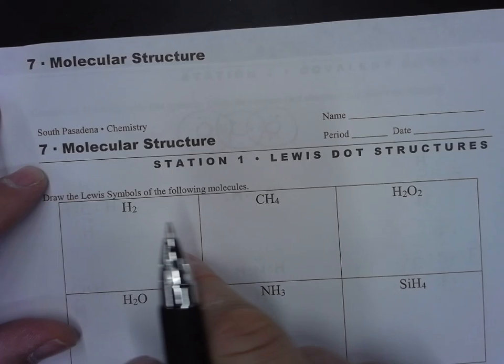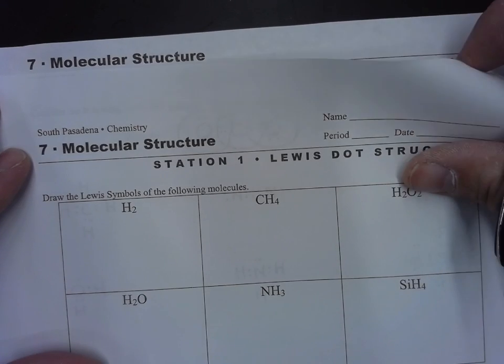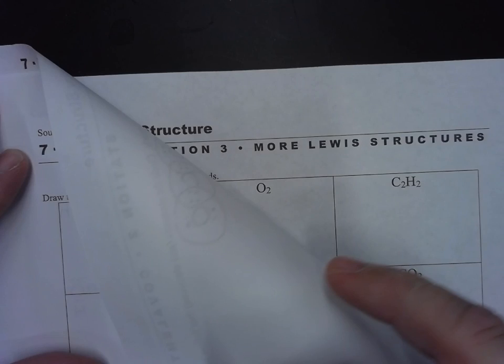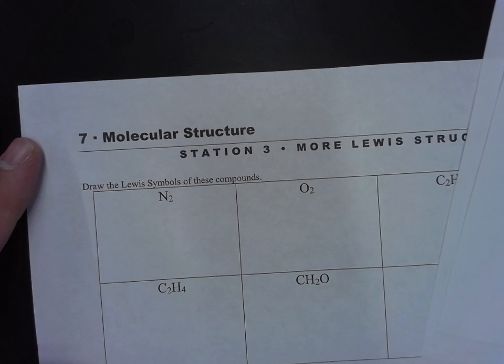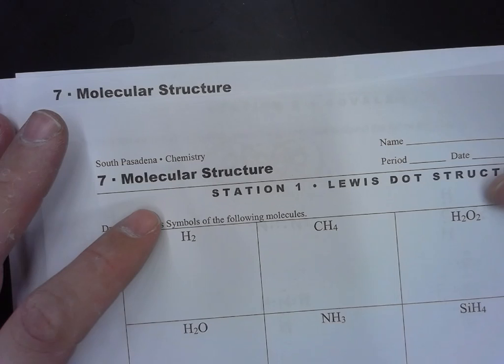Stations 1, 2, and 3 in this video. Hopefully I can make it through all of them. And first 3 stations, wow, look at this. All of them deal with Lewis structures and covalent bonding. Well, actually, and Lewis structures right there as well, too.